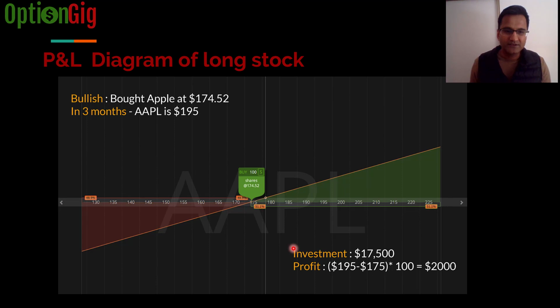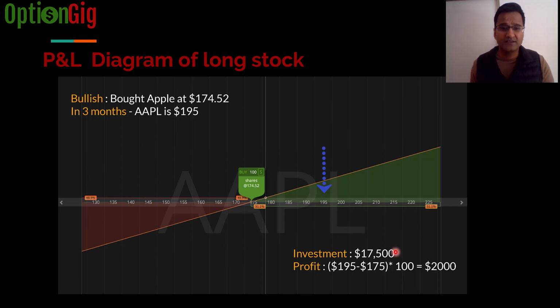This was our case of a bullish, and you bought Apple at 174.52. Apple is now at 195, let's say in 3 months. And right now I'm looking at the case where you had bought a stock. So when you bought a stock at, let's say, 175, just to come to round numbers, your investment was close to $17,500. Now the stock is at 195, so your profit is $20 per single share. So you got into 100, you got $2,000 profit.